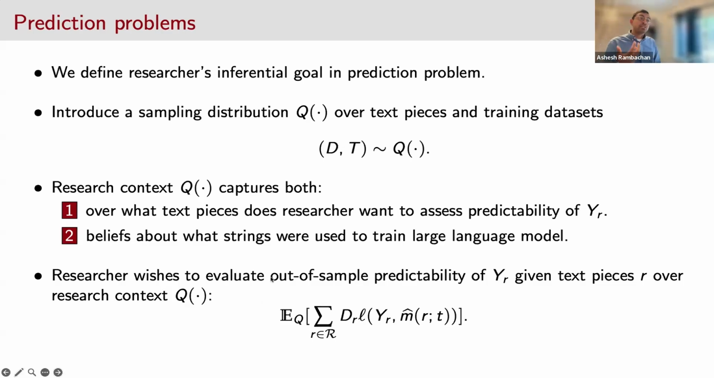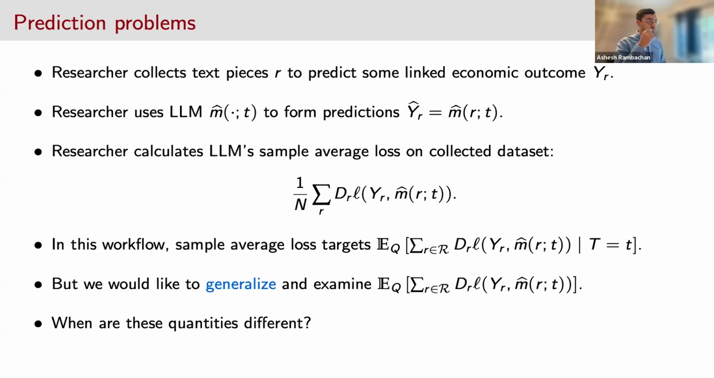Then in this context, what we would like to do is evaluate the out-of-sample predictability of Y from R given these text pieces in our particular research context. So in this setup, when the researcher calculates the large language model's sample average loss on the collected data set, you can show that this is implicitly targeting the sample average loss, conditioning on whatever the large language model was trained on. But instead, we want to generalize to the performance of the fixed language model on this data set. So when are these quantities going to be different? When can we actually answer our prediction problem using an LLM?